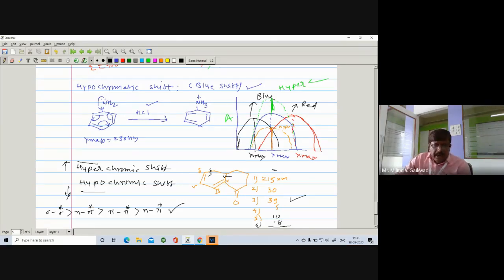Okay, and from an organic point of view, here pi to pi star is important, and here N to sigma star. Right? N to sigma star. So these are some concepts in the UV.